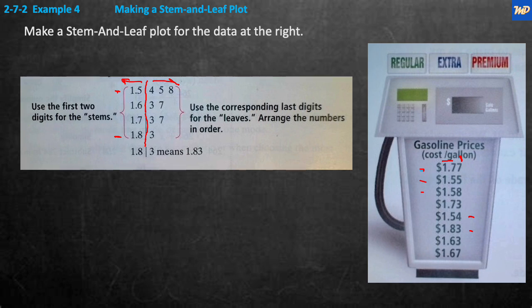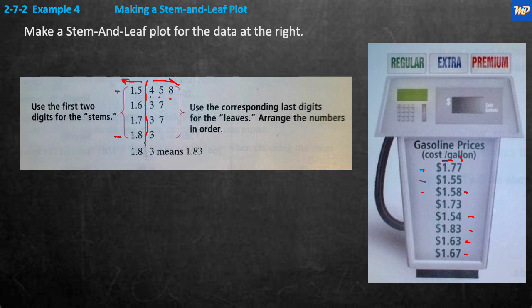We find that the next one's a 5, $1.55. Is there another 55? No. Is there a 56, 57? 58? Yes, there's a 58, right here. So we put the 8. Now we have a 4, a 5, and an 8 for the $1.50 somethings: $1.54, $1.55, $1.58. Then we don't have any more 50s, so we go to the $1.60s. We have a $1.63 right here, and we have a $1.67.